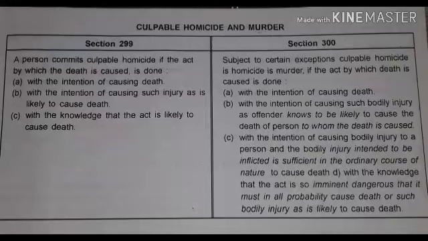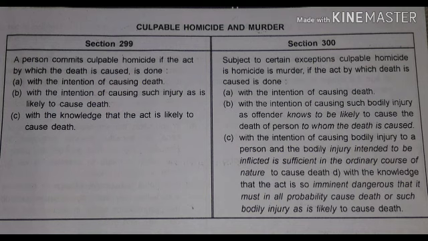Hello everyone, today we will discuss the difference between culpable homicide and murder. So firstly, we will understand what homicide is. Homicide means the killing of a human being by a human being. Homicide is either lawful or unlawful.